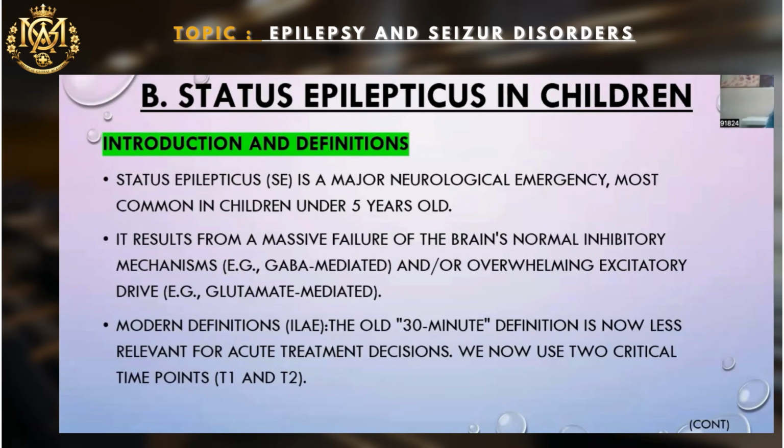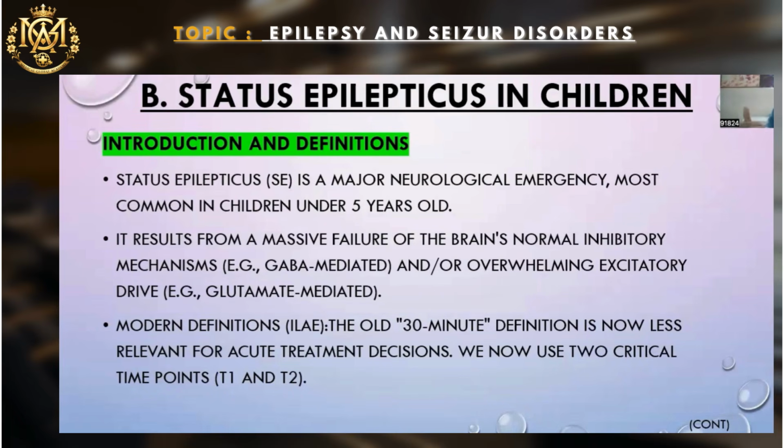A single episode of abnormal neuronal activity is a seizure. When it persists for a longer duration, it's called epilepsy, in simple terms. So why does epilepsy happen? Why does a seizure happen? Due to massive failure of the brain's normal inhibitory mechanism. The brain has its own inhibitory mechanism, like gamma-aminobutyric acid, GABA, an inhibitory neurotransmitter.